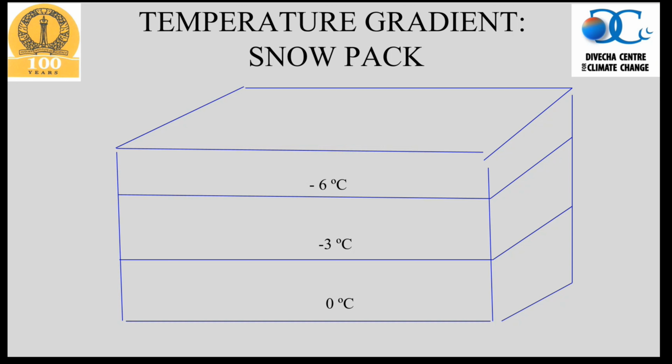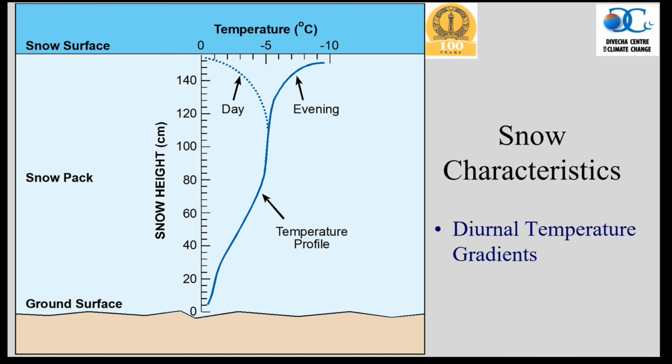because of the transfer of free moisture that takes place from bottom to top, leading towards the change in the shape of the snowpack because of the temperature gradient.